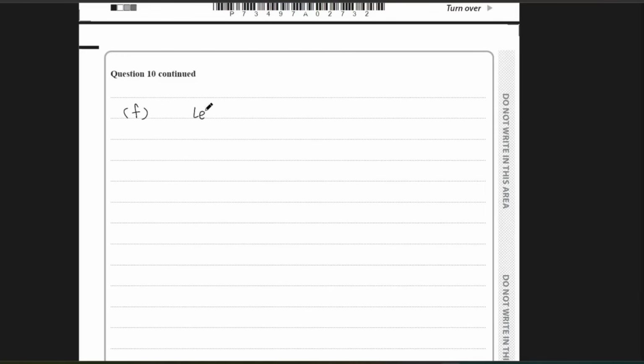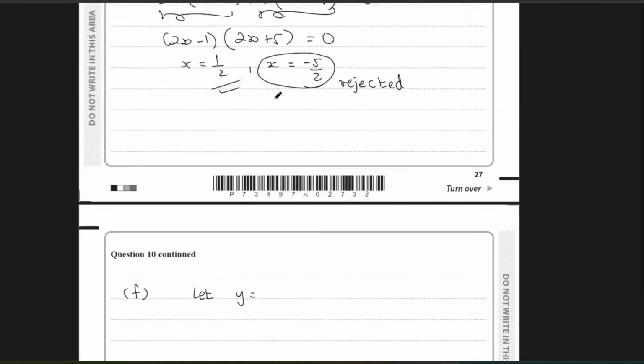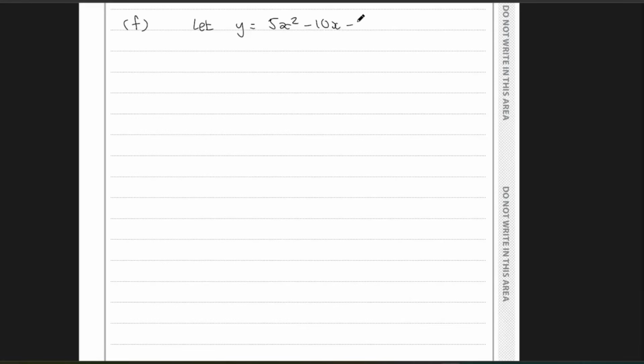We will say let y is equal to the quadratic 5x squared minus 10x minus 4. Since we need to find the inverse of this, we'll try to make x the subject of the equation. Because this is a quadratic in this form, which has two x terms, we need to complete the square. So let's try and complete the square. We can move minus 4 to the other side. So this becomes y plus 4 equals 5x squared minus 10x. And we should also factor out any coefficient that we have on x squared. So that becomes 5 times x squared minus 2x.